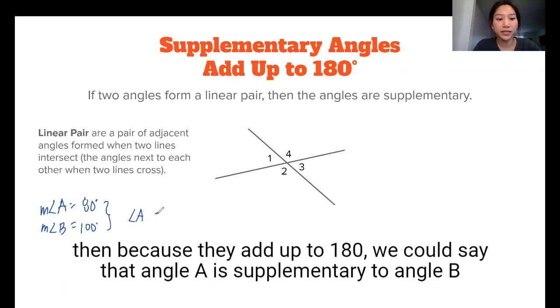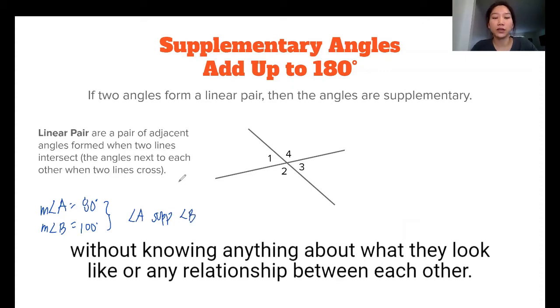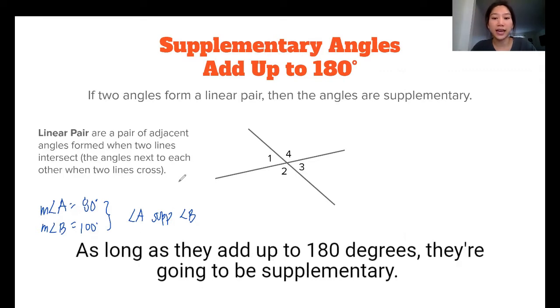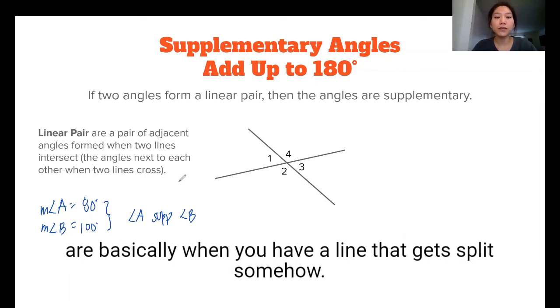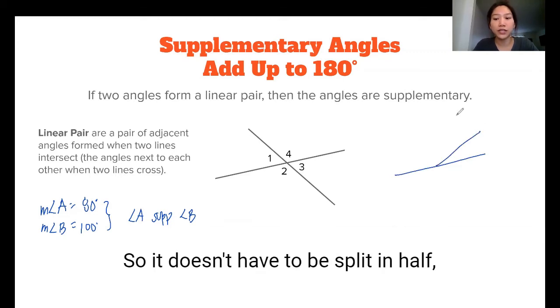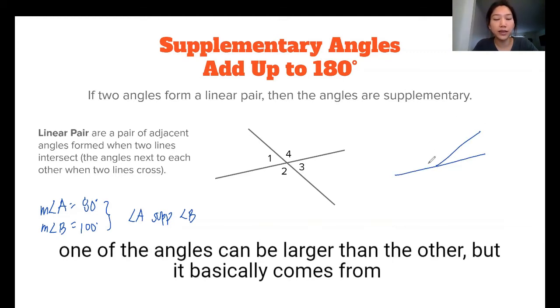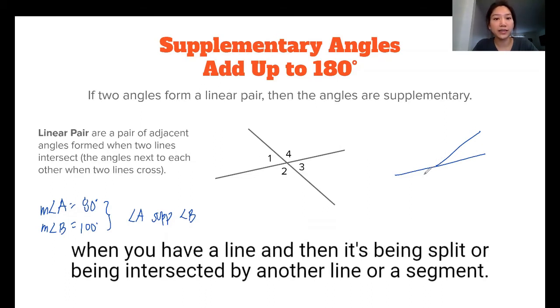angle A is supplementary to angle B without knowing anything about what they look like or any relationship between each other. As long as they add up to 180 degrees, they're going to be supplementary. But the most common type of supplementary angles that come up are basically when you have a line that gets split somehow. Okay, so it doesn't have to be split in half. One of the angles can be larger than the other, but it basically comes from when you have a line and then it's being split or being intersected by another line or a segment.